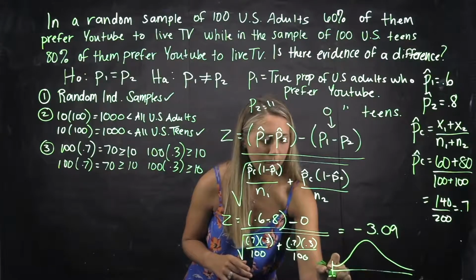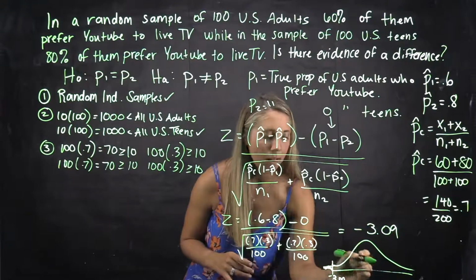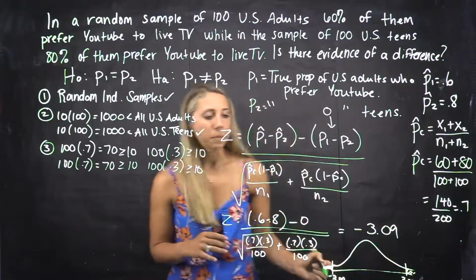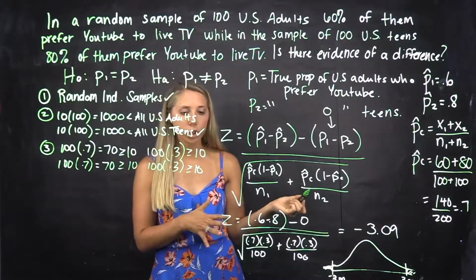So if we were to look this up in our normal curve, that would be very far to the left, so negative 3.09. I'm going to draw here. This is a two-tailed test, so we also care about the positive. That's how the picture would look.